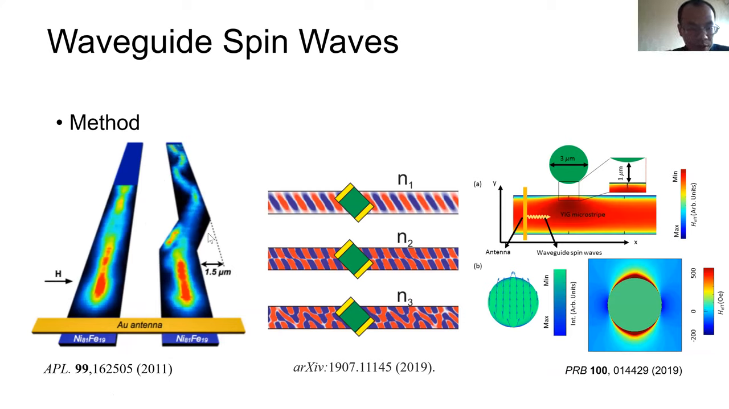How can we excite the even mode spin waves? One method is to bend the waveguide. The other method is to tilt the excitation. In our work, we propose that if we put a permalloy dot nearby the X stripe, then the effective internal field of the X microstripe would be changed here. Then some even mode spin waves would be excited here.